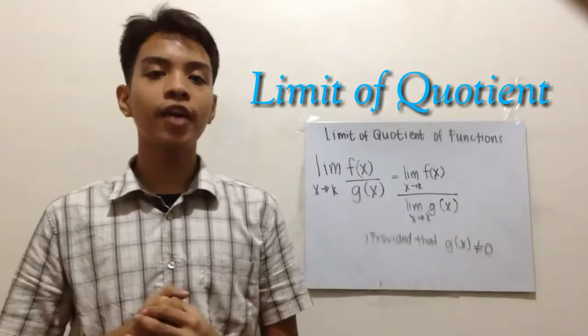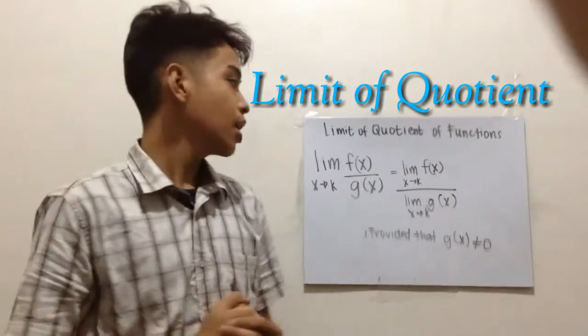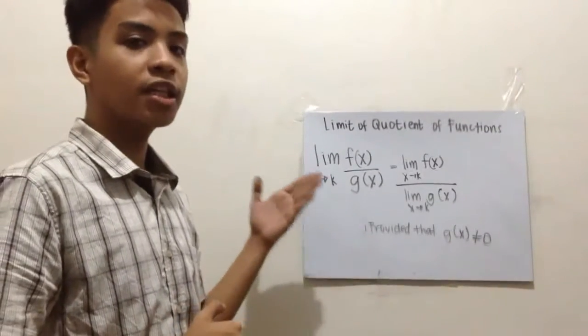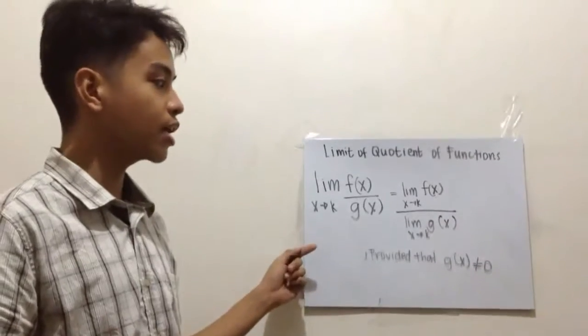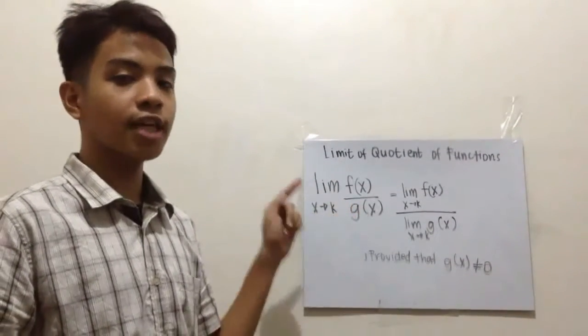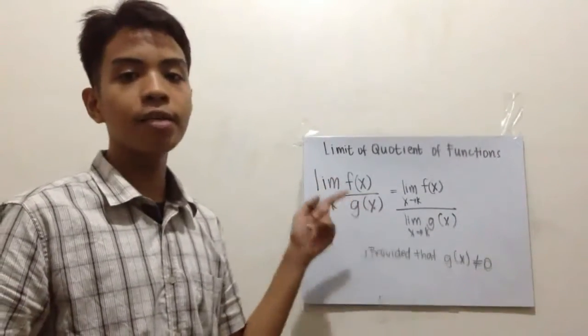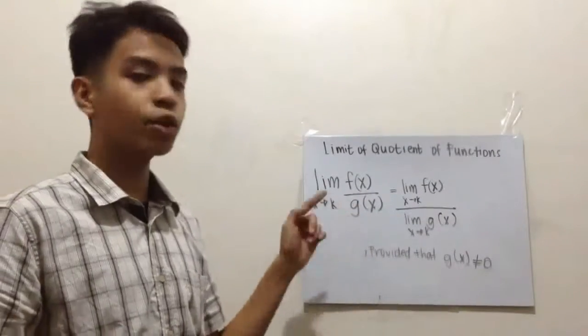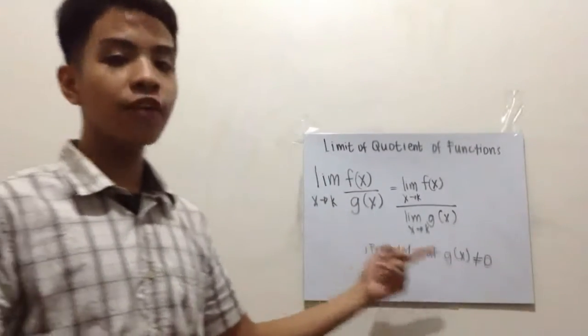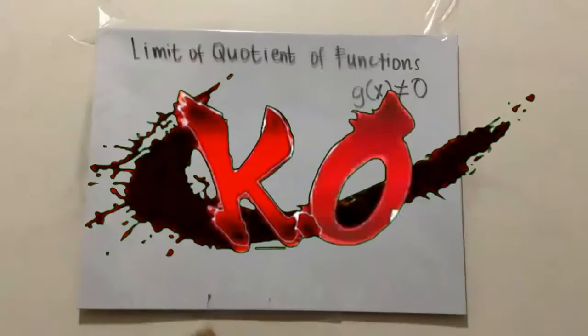Limit of a quotient of functions. The definition: the limit of a function divided by the given function as x approaches k is equal to the limit of a function as x approaches k divided by the limit of another given function as x approaches k, provided that g of x must not be equal to 0.